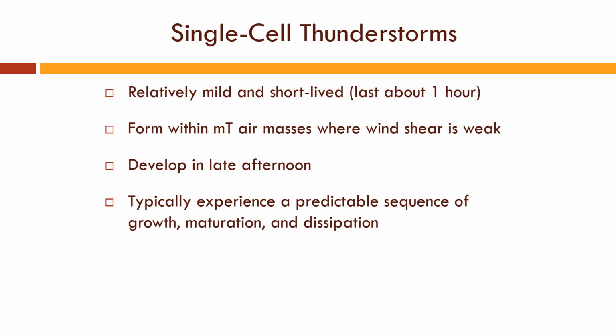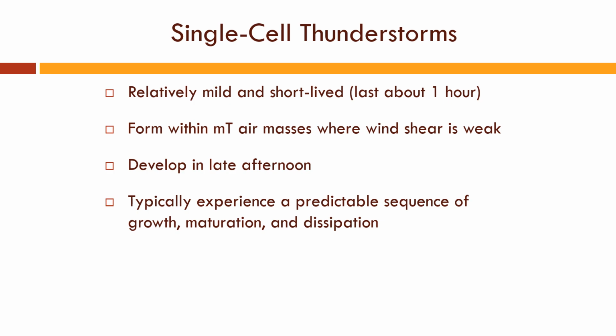First, let's look at the ingredients for a single cell thunderstorm, though. This is our smallest version of a thunderstorm. A single cell thunderstorm is exactly what it sounds like. It is a single thunderstorm. It is relatively mild and short-lived. They usually last about an hour. They form within maritime tropical air masses. It's very important to understand.